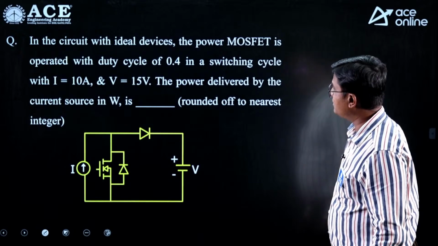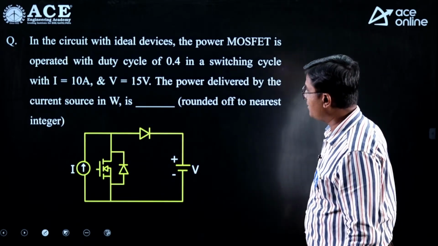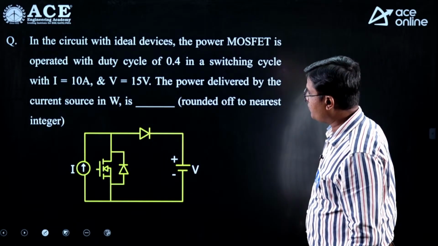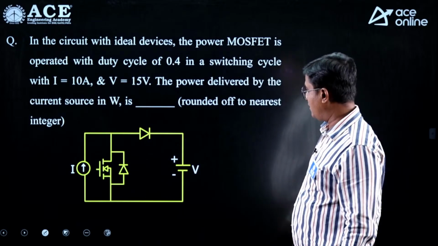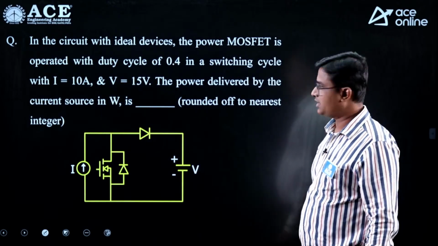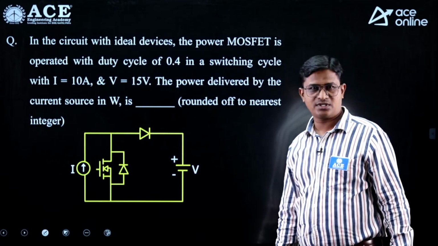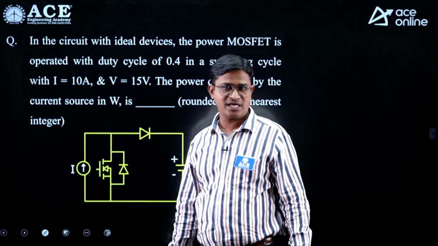In the circuit with ideal devices, the power MOSFET is operated with a duty cycle 0.4 in the switching cycle, with I equal to 10 ampere, this current value given 10 ampere, and V equal to 15 volt, right? This side voltage is 15 volt. The power delivered by the current source in watt. So how much power is this current source delivering? That is what they are asking.